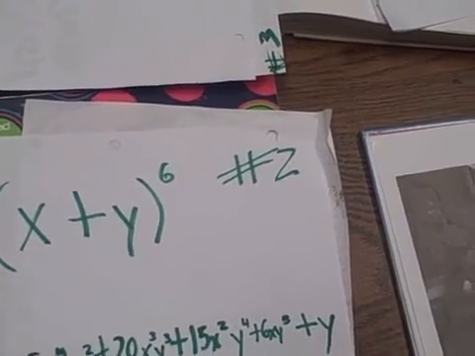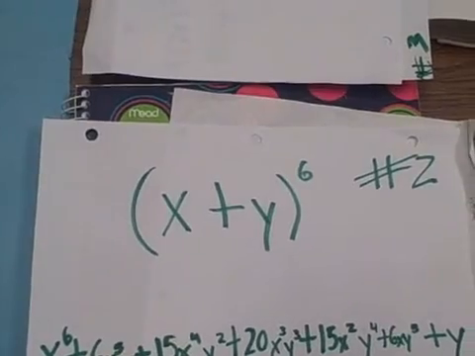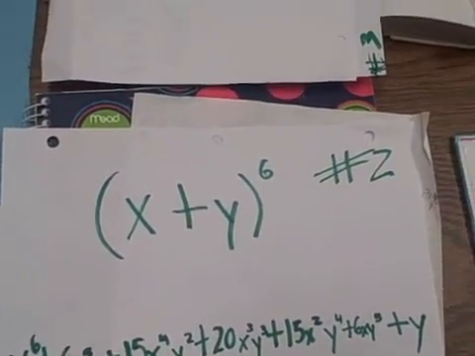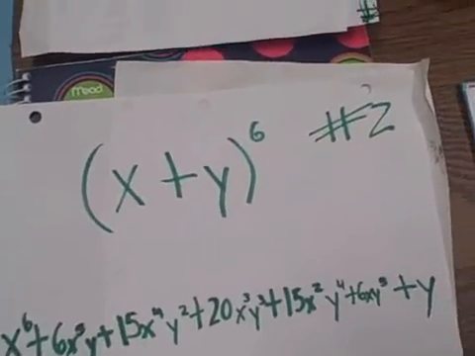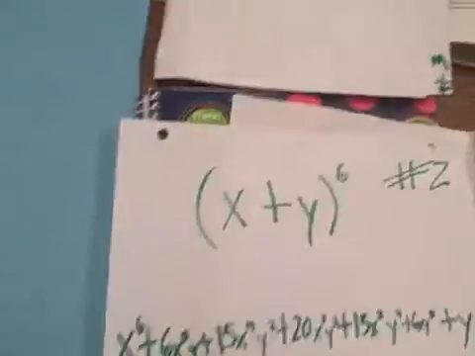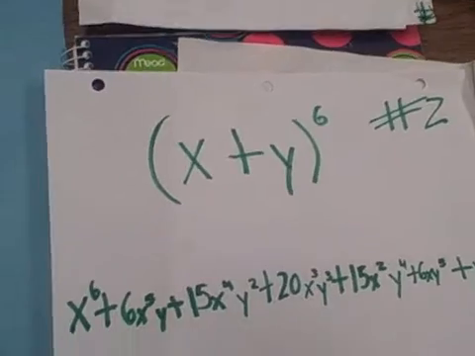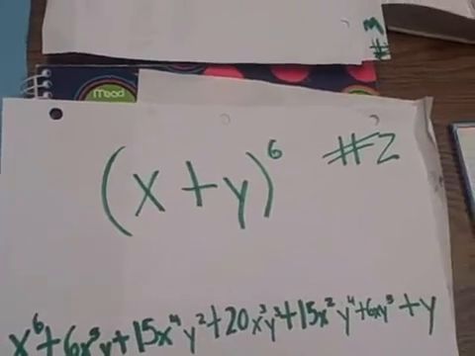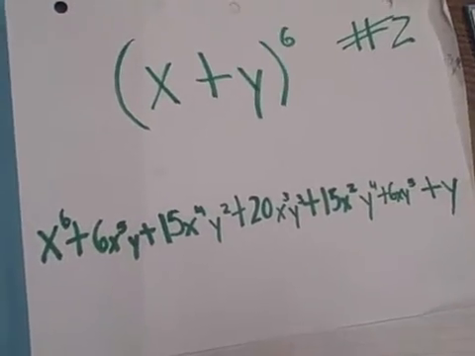Okay, our second problem is (x + y) raised to the power of 6. First, what you have to look at is the exponent. You see the exponent is 6, so that tells you to look at row 6 on Pascal's triangle, which tells you which coefficients to use. The 6th row on the triangle tells you to use the coefficients of 1, 6, 15, 20, 15, 6, and 1. Since you have to expand this, you'll have x's and y's that have exponents. The exponents of the x's will go down, while the exponents of the y's go up.